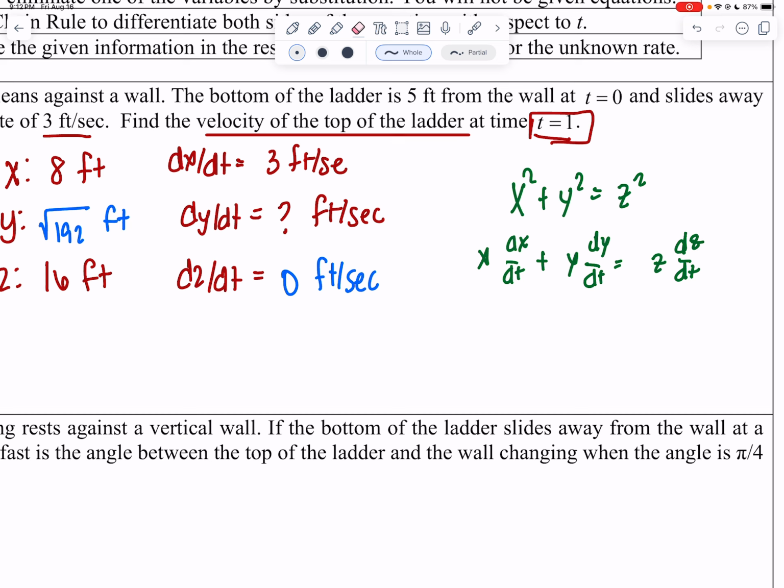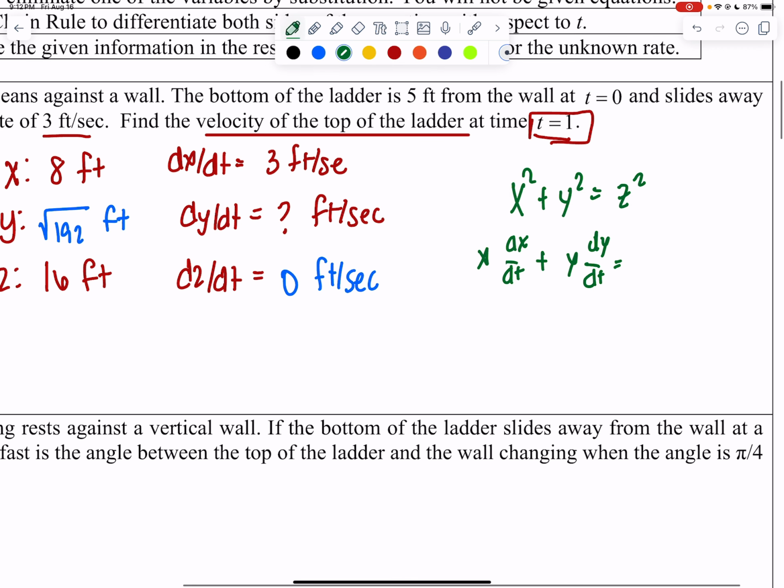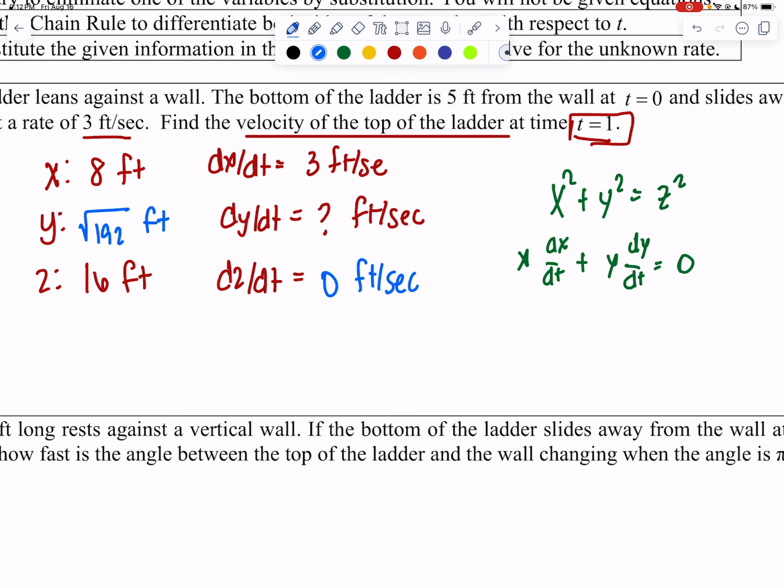And then I'm also going to get rid of the z dz/dt, because we know that the ladder is not going to change. It's still going to be 16, aka 0 feet per second. So this means that my whole right side is going to be 0. All right, we want to find out what dy/dt is. So I'm just going to plug in everything I know. I know that x is 8 feet, dx/dt is 3 feet per second, y is root 192, and we want to find out what dy/dt is.